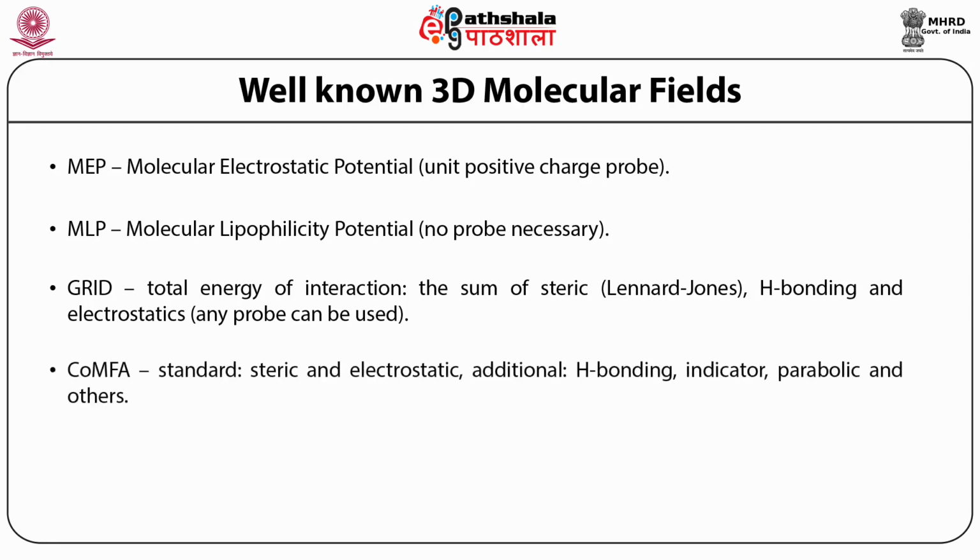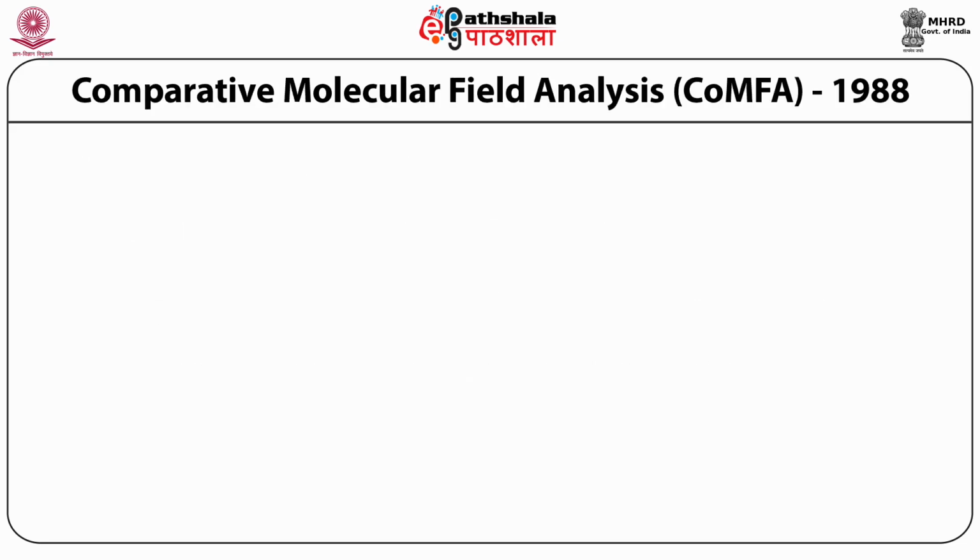Another is CoMFA, which also uses more or less grid potentials. In addition, it uses some kind of indicator, parabolic. Sometimes, when I depict more of CoMFA, it will be clear to you what more levels they use. It started with Kramer's group. It was embedded in Tripos software.